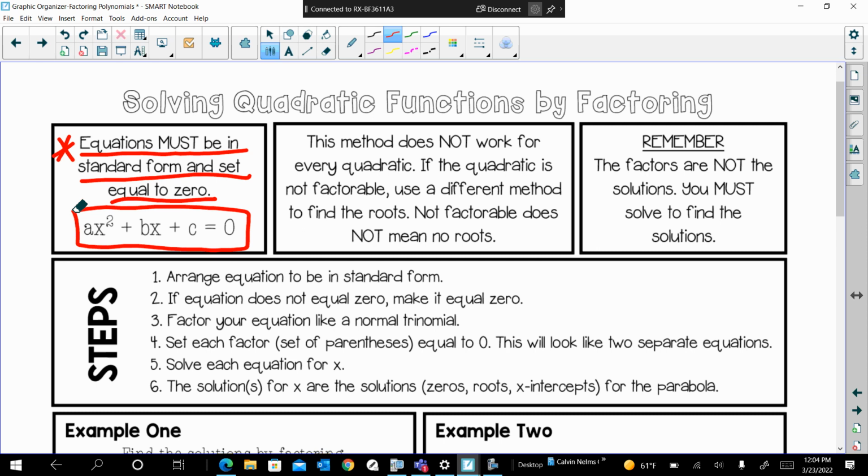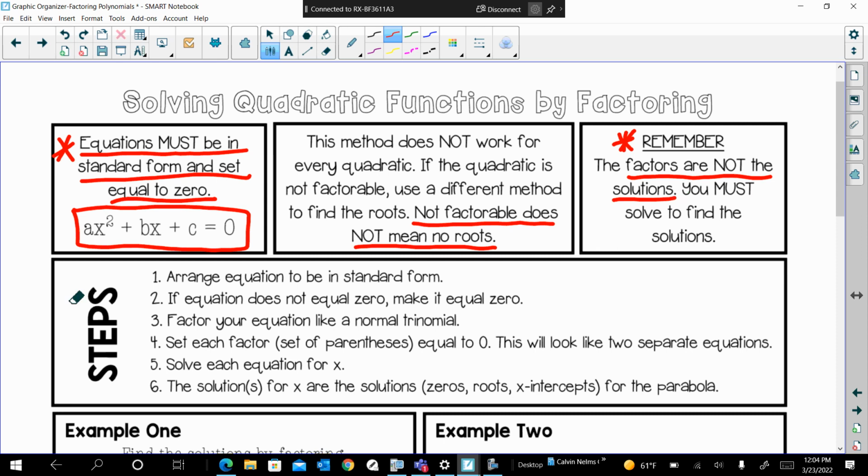Okay. Now, it says that this method does not work for every quadratic. So if the quadratic is not factorable, you can use a different method, and I'll talk about that after we practice this method, because there's some possible shortcuts to getting to your solution. If it's not factorable, it doesn't mean it has no roots or no solution. Okay, you just have to maybe use a different method. And then this is important. You have to remember that the factors are not the solutions. We've been factoring, but that's not the solution. We got to do another step.